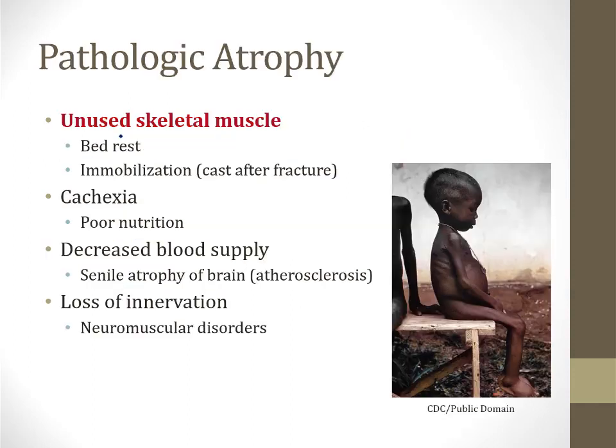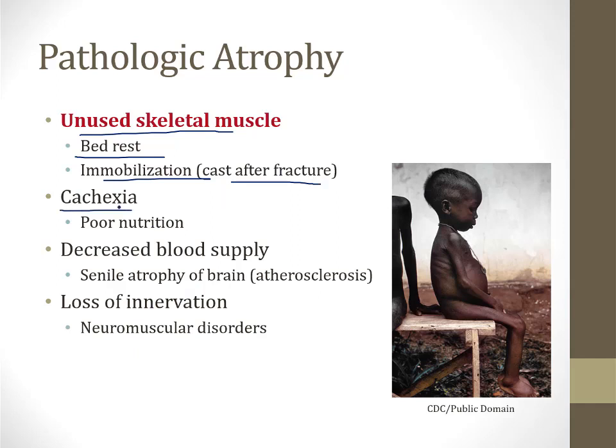Some pathologic examples of atrophy include unused skeletal muscle. You may know if you don't go to the gym for a while, when you usually do go to the gym often, that your muscles will shrink. That's atrophy. This can be pathologic when patients are on prolonged bed rest, or if they have muscle tissue that's immobilized, for example, if they have to wear a cast after a fracture. This can lead to atrophy. And this is a big problem in elderly patients who are hospitalized for a long period of time. When they get out of the hospital, they are often deconditioned and have a lot of trouble doing their daily activities. That's because they've had skeletal muscle atrophy from prolonged bed rest.